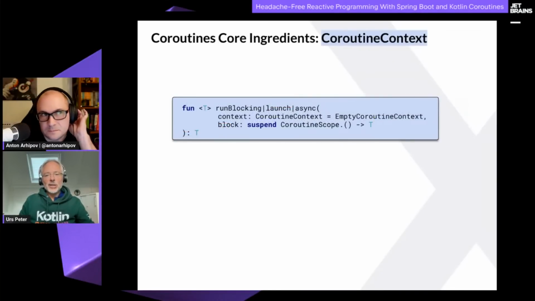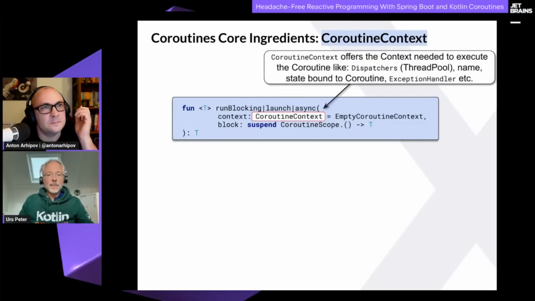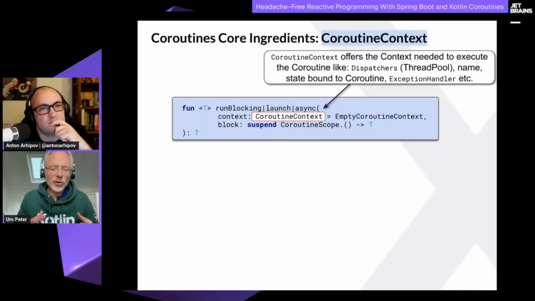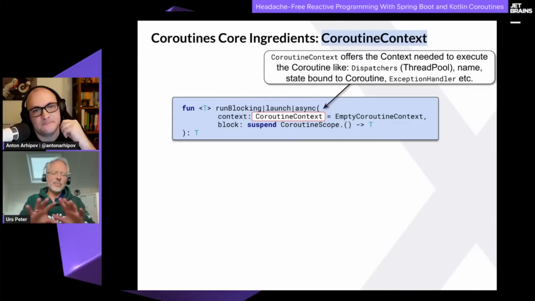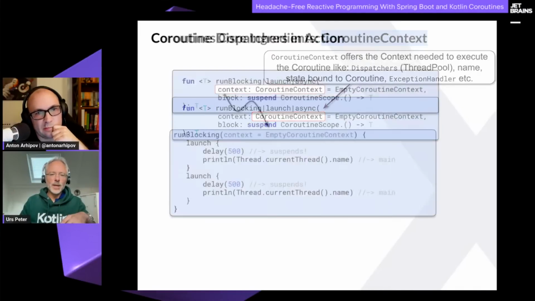Okay, then the next building block is the coroutine context. And probably the most important part of a context is that it gives you access to the thread pool that will eventually execute a coroutine. And it is a bit more than that. We'll also see that in a minute, but I think that's the most important one.